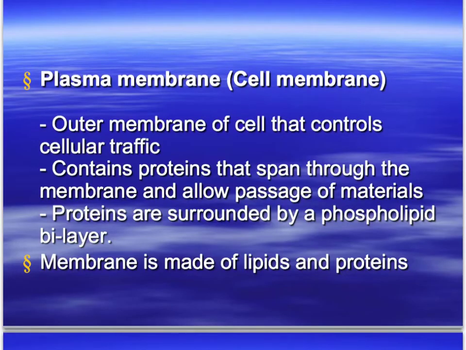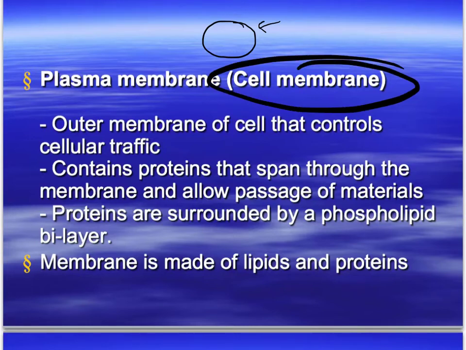All right, let's talk about the plasma membrane for a few minutes, and then I'm going to talk about allowing things in and out of the plasma membrane, and then I'll conclude our lecture for the day. So the plasma membrane, every single cell has this outer layer. It's called the plasma membrane or the cell membrane. And this is what controls or allows certain things to come in and go out of the cell.